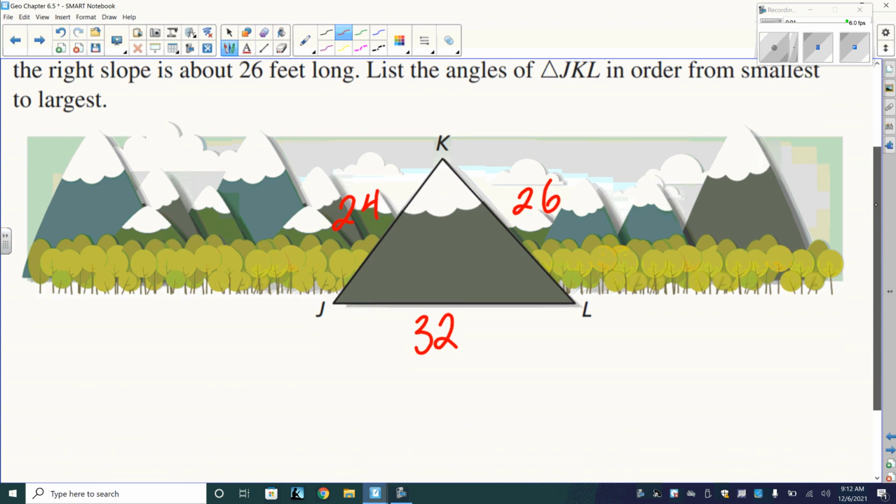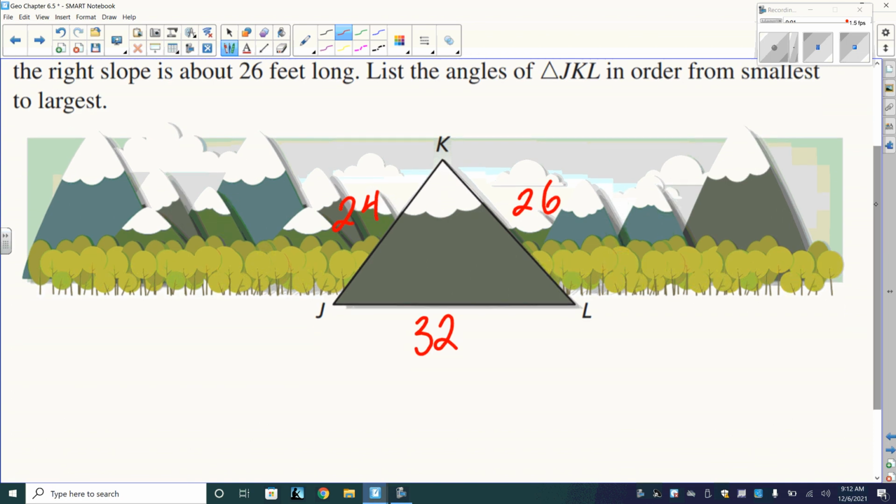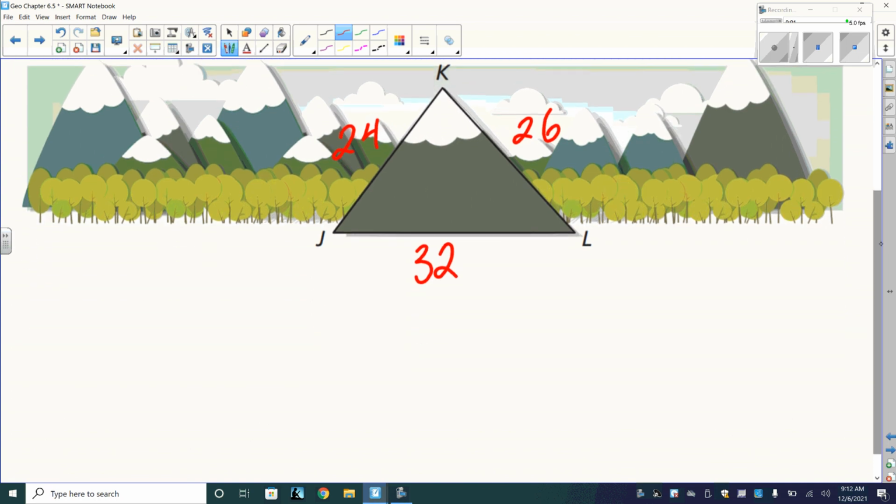List the angles of triangle JKL in order from smallest to largest. So which side's the smallest? JK, because it's 24, yes? So the smallest angle would be the angle opposite, which would be angle L.